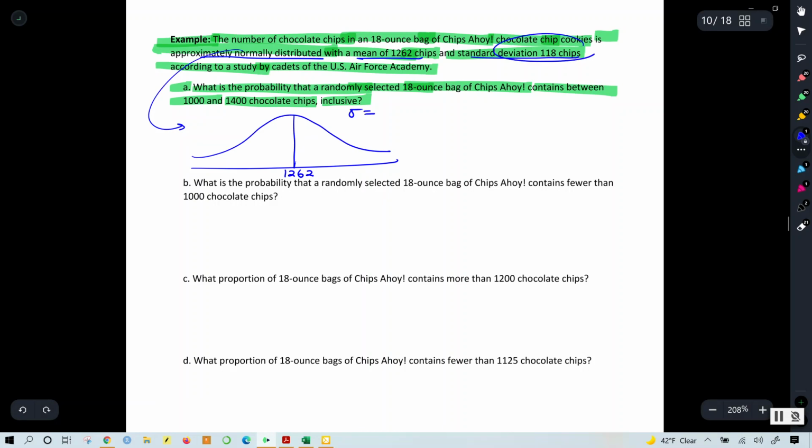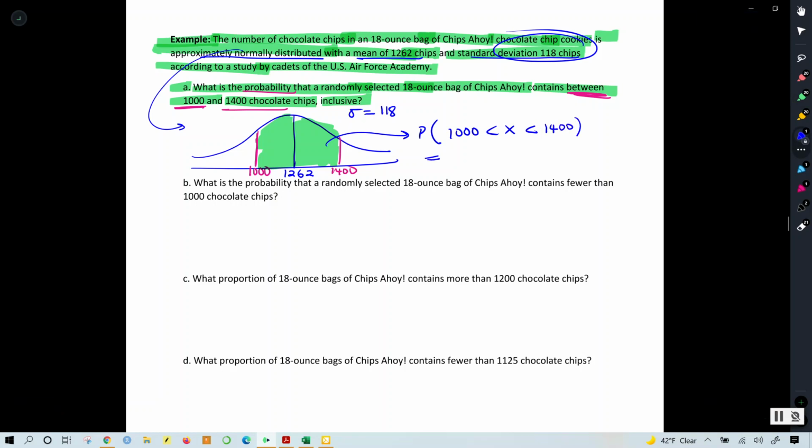The standard deviation is 118, and I'm interested in the probability between 1,000 and 1,400 chocolate chips. So 1,000 will be somewhere here, and 1,400 will be somewhere here. So I'm going to shade the required region, and this is the probability between 1,000 and 1,400. And this is a good time to go to StatCrunch.